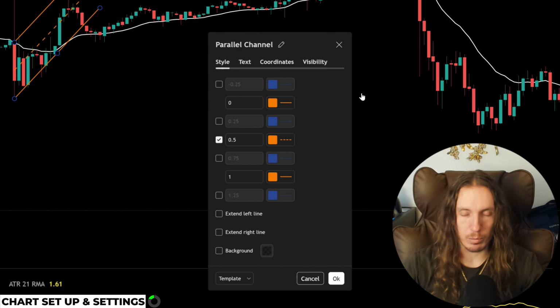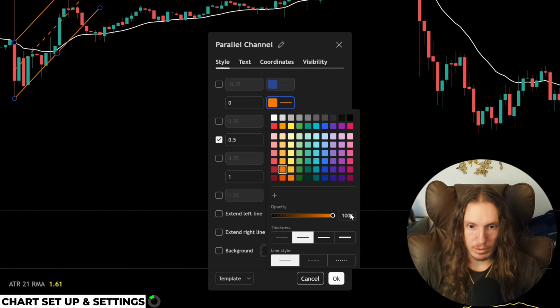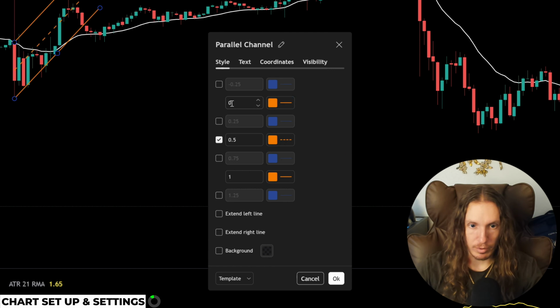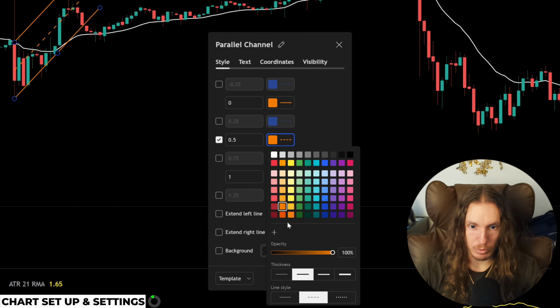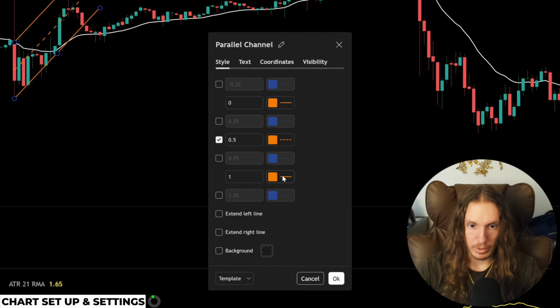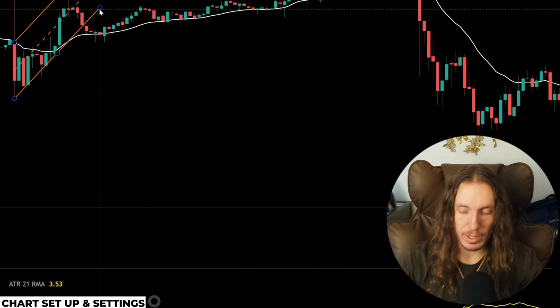When you first draw one, it's going to look a little different. So what you're going to want to do is modify this. I make these lines a little thicker and I use orange and I have a 0, a 0.5, which I use the dotted thicker line, and then I have a 1. That's just how I have it set up, and that is the default that I use. So no backgrounds or anything. And that's how we set it up.